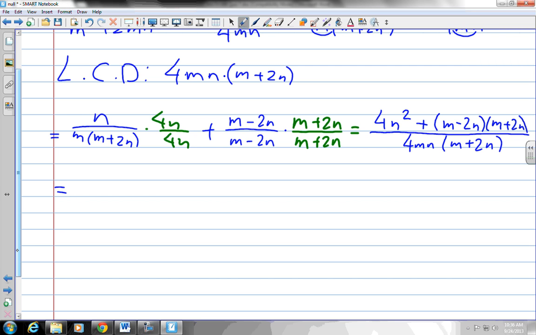Is that okay? How we got to that point? So n and 4n gave me 4n squared, and then I have a product of those two parentheses. Is there a really quick way to multiply those two parentheses without actually doing the FOIL? Right, it's m squared minus 4n squared. It's just our difference of squares formula.